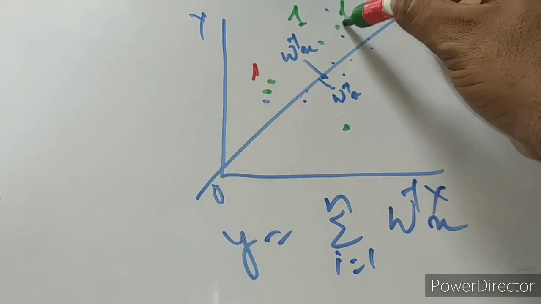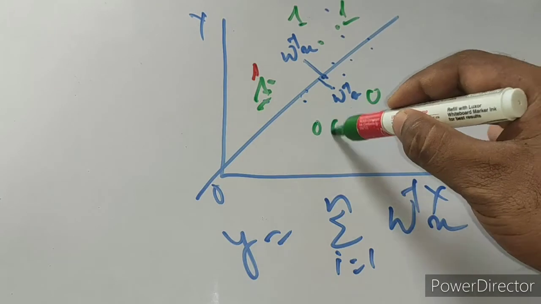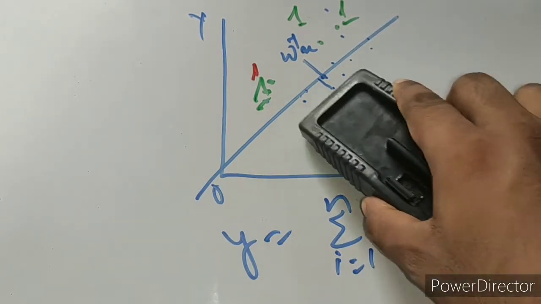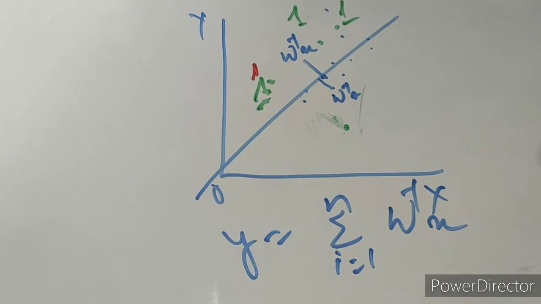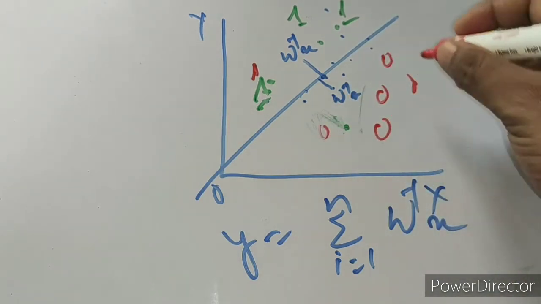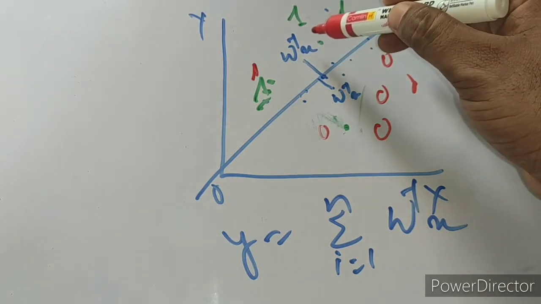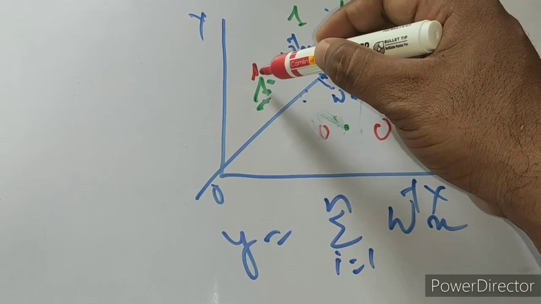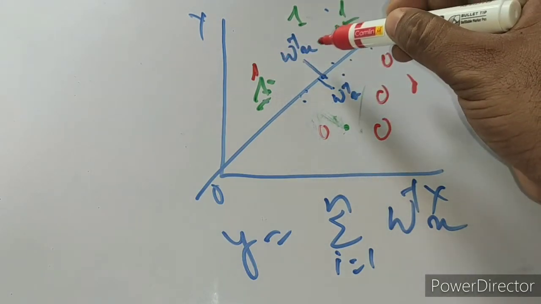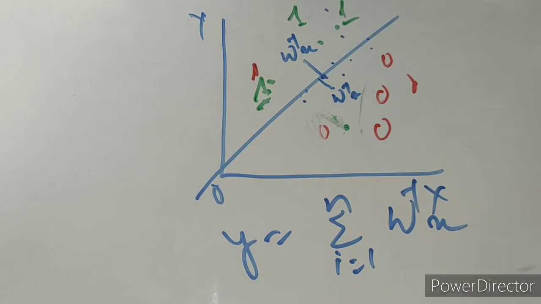This side only 1 1 1, this side only 0 0 0. Let me change the color. So this side the 0 value must be there, this side the 1 value must be there, but here there is a point which is placed on the 1 side, and these are the points which are placed on the 0 side. It means those points are incorrectly classified. How do we know that? That is known by multiplying the y value with WTX. So let's check how that formula works.